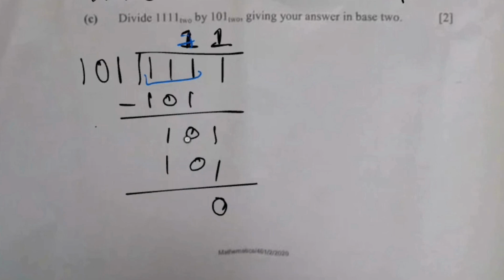Now, 101 into 10, we say it can't. That is impossible, right? So I bring down a 1. So 101 into 101 is 1 multiplied by 101 is 101. Take the difference, the remainder is 0. So therefore, that divided by that is 11, remainder 0. So this is already in base 2.